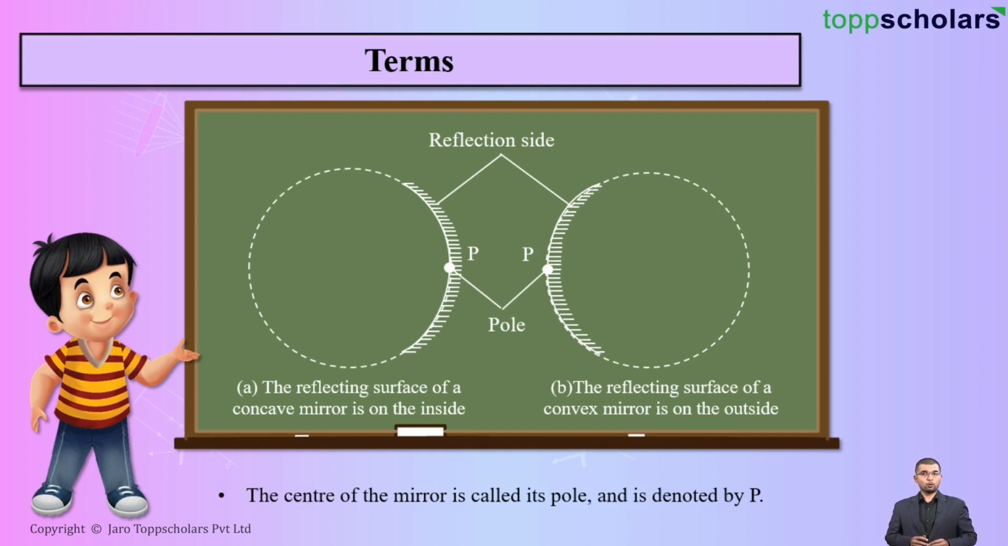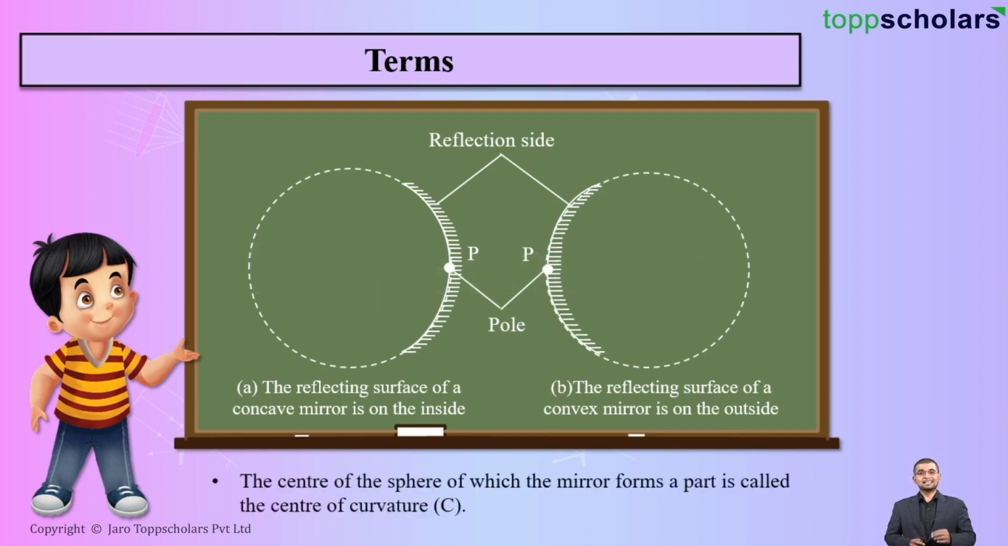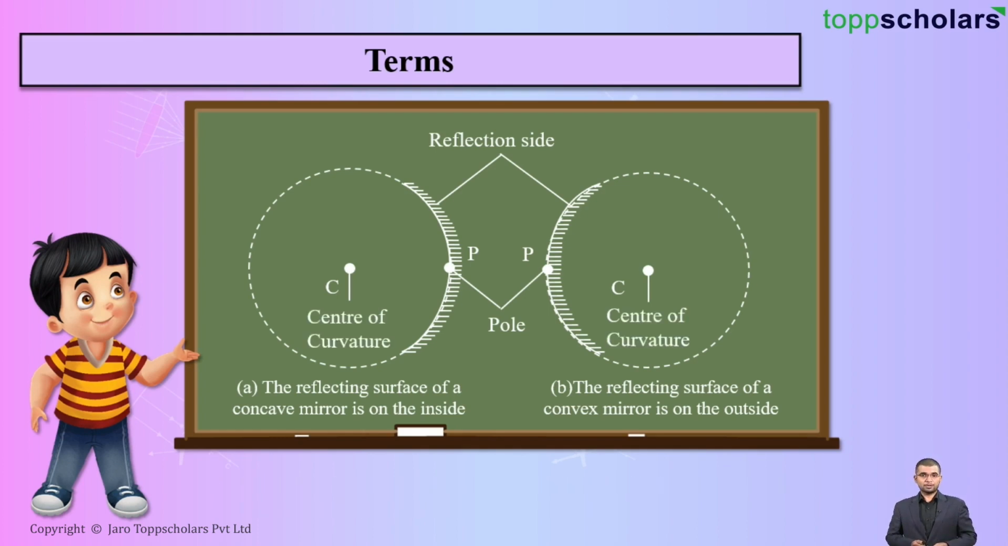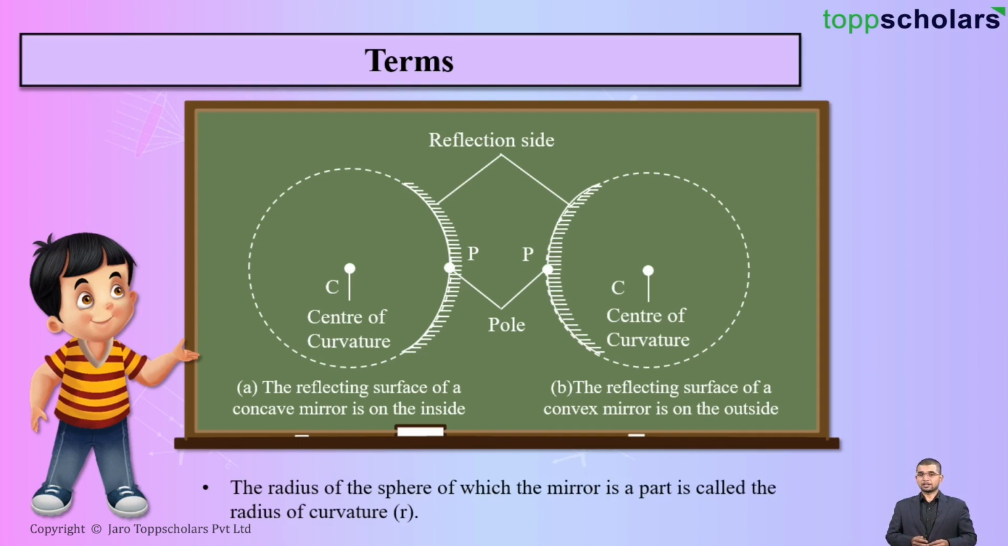The first important term that comes into picture is the pole. What do you mean by pole? Pole is nothing but the center of the mirror, which is denoted by capital P. The next term that comes into picture is the center of curvature. What do you mean by center of curvature? It is nothing but the center of the sphere of which the mirror forms a part. As you can easily see from the diagram, the center of the sphere is nothing but the center of curvature of the spherical mirror.